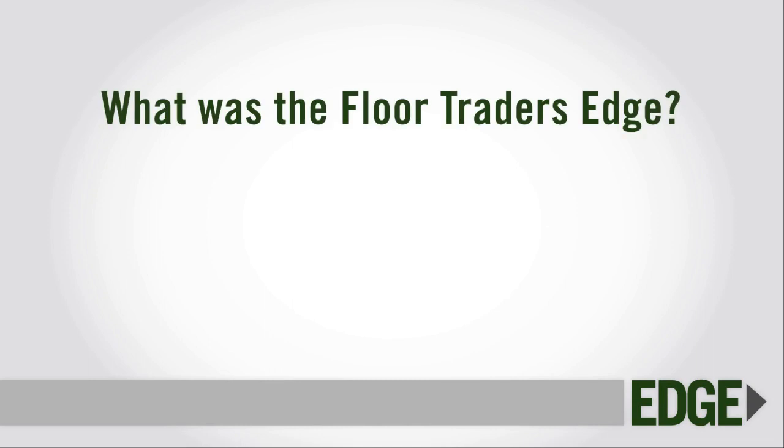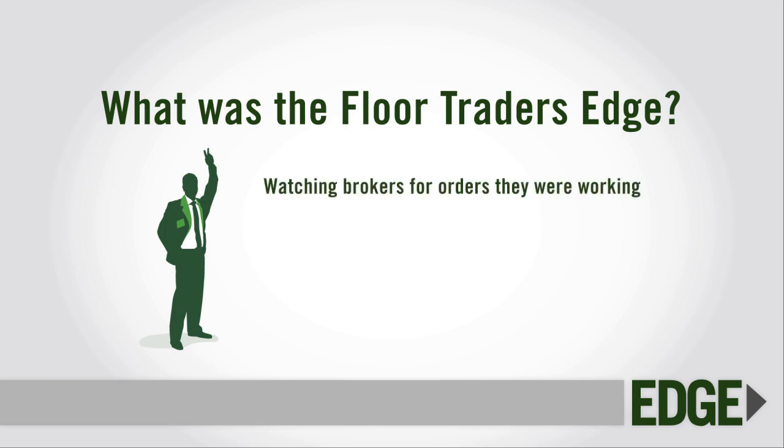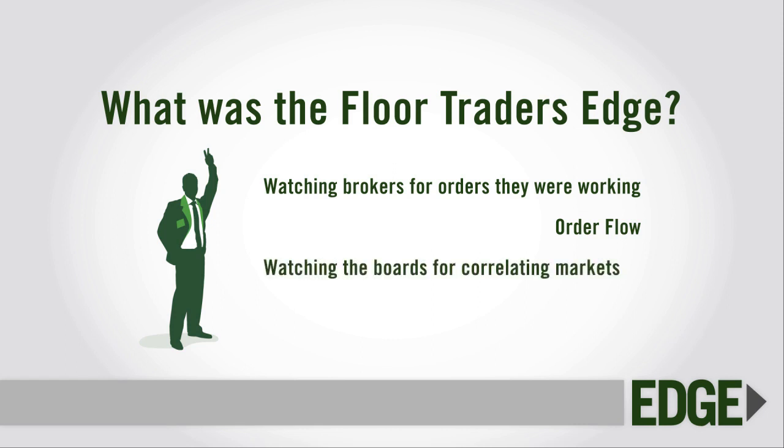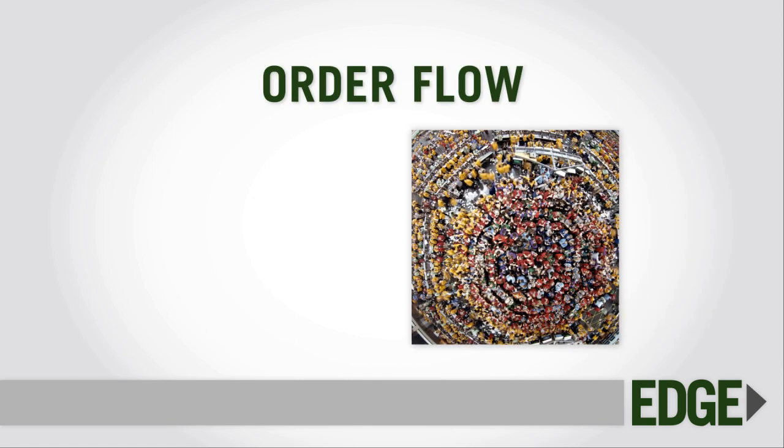What in fact was the edge that floor traders used for almost 200 years? I think it's important to look at this because the same two advantages exist in the electronic environment, only we have to look for them in different places. It was about watching brokers for orders that those brokers were working, and that was the order flow prong of this two-prong approach. And secondly, they were watching boards for correlating markets, and that's the market relationships prong of this two-prong approach.